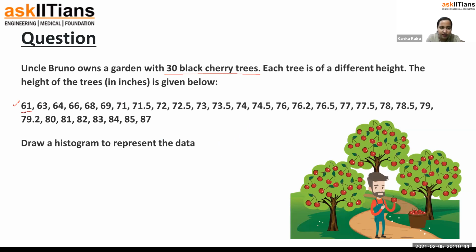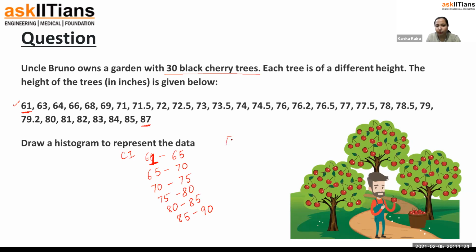Minimum value starts from 61 and the maximum value is 87. So now you can convert this data in the form of class intervals. Let's start from 60 to 65, or you can take it from 61 maybe. 61 would be a better option. 61 to 65, then 65 to 70, 70 to 75, 75 to 80, 80 to 85, and then 85 to 90. So this is how you can convert the data in the form of class intervals.